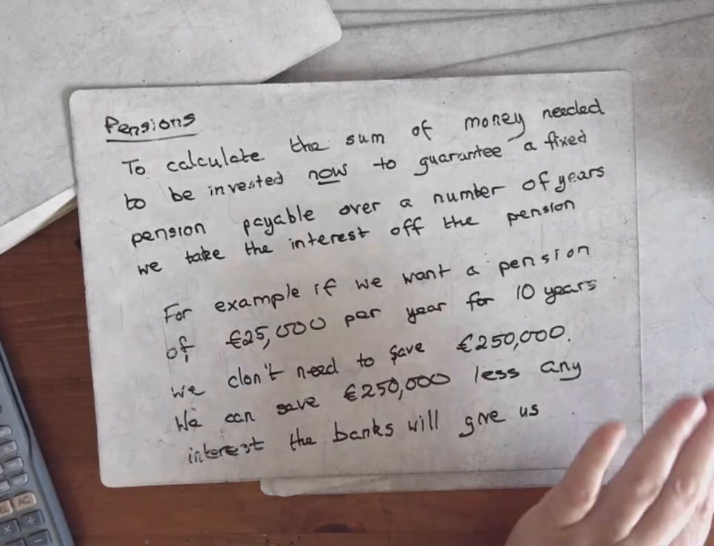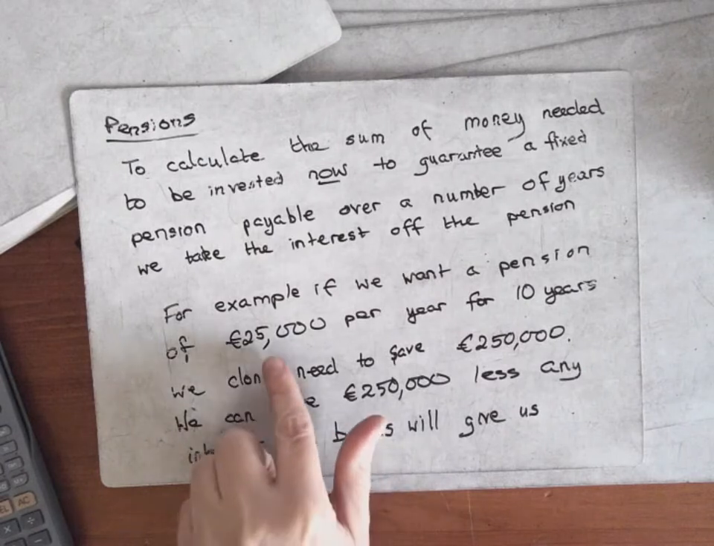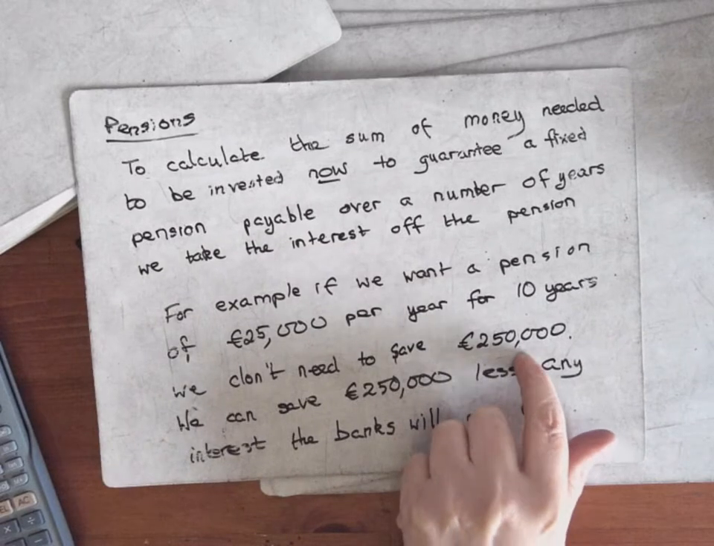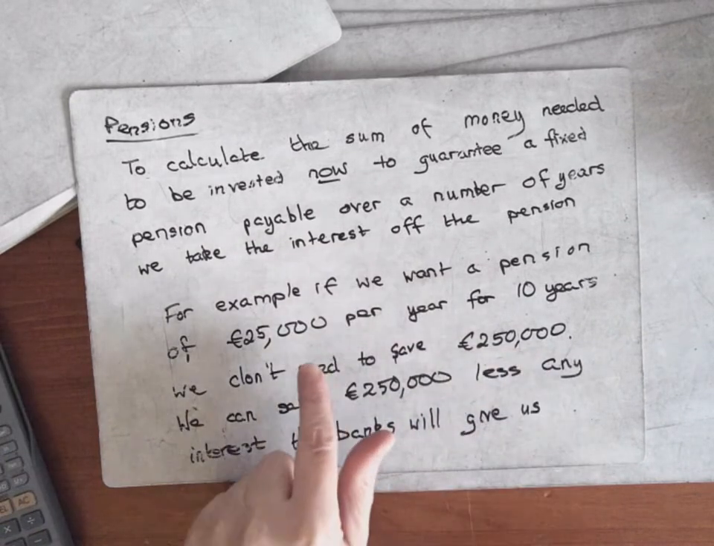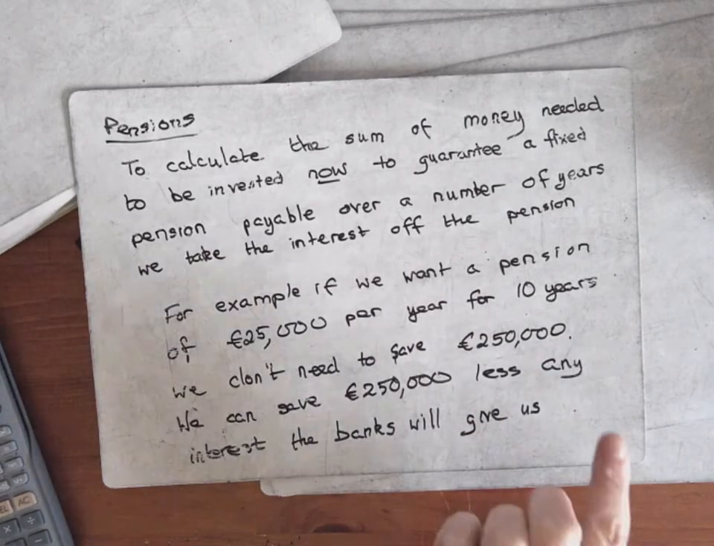So if I want 25,000 paid out for the next 10 years, starting in 1 year's time, I put money into an account, and I'll call it my pension account. I'm going to say, out of this account, I want you to take 25,000 every year and give it to me for the next 10 years. So I don't need to have 250,000 saved, because 25,000 for 10 years is 250,000.